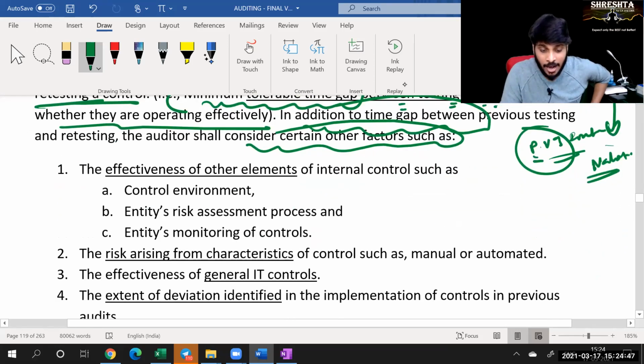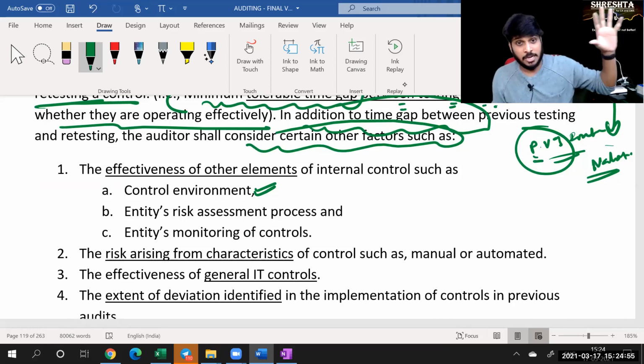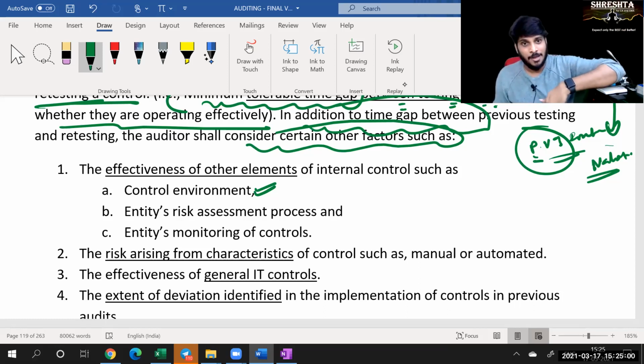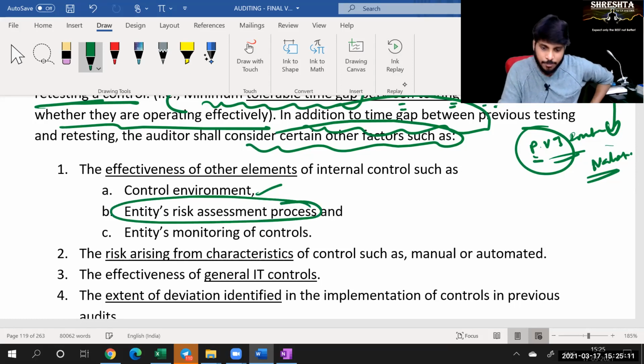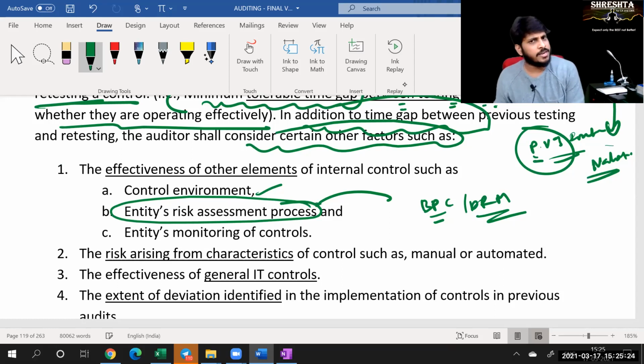What do I need to consider? I need to consider the environment of the organization: management principles, top management commitment, top management intent. All this strategic management comes into the picture here. What is the vision and mission of the top management? How committed are they towards the organization achieving its goals? Look at the control environment. Is the entity's risk assessment process robust as usual? The entity will have business continuity plan, disaster recovery mechanism, BCP.